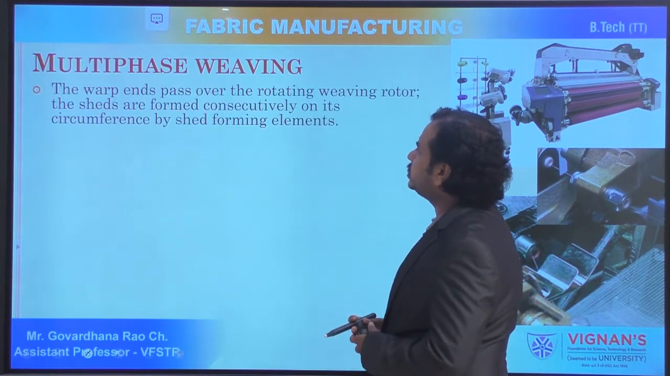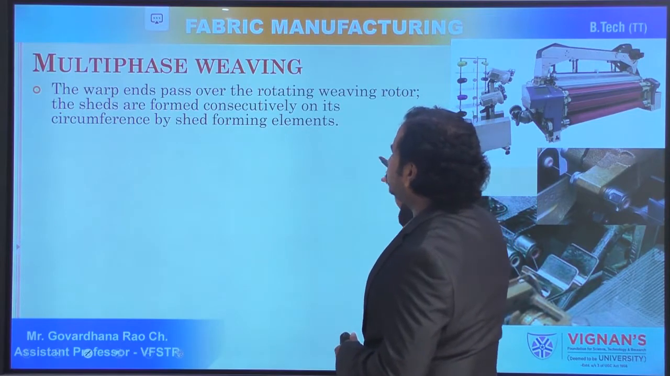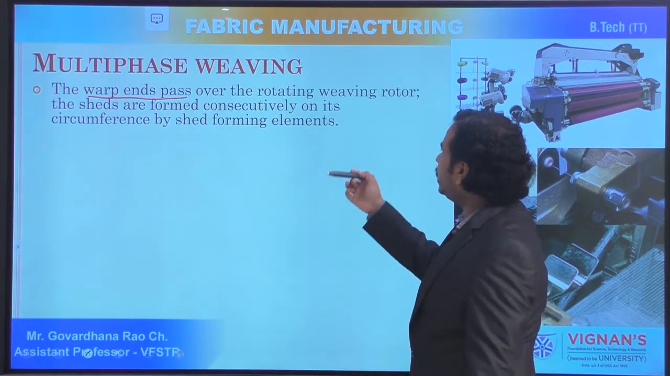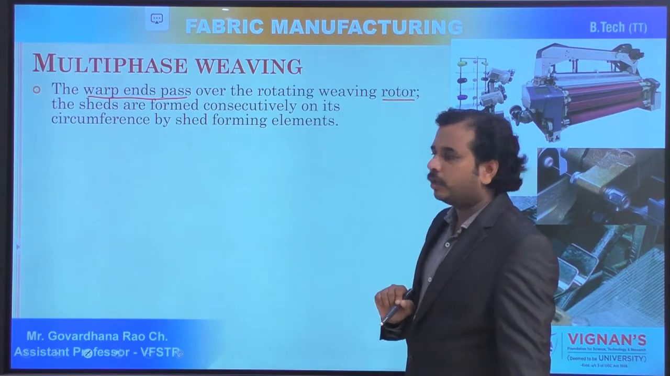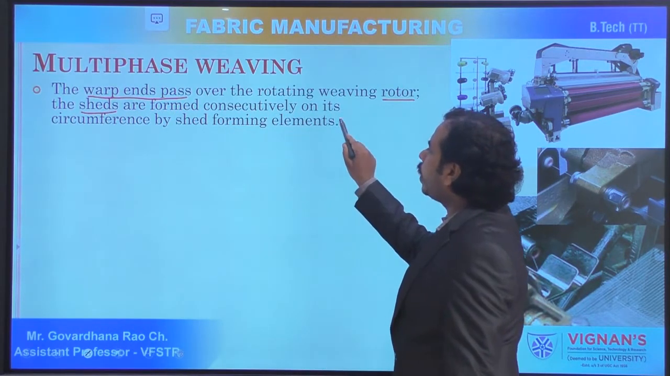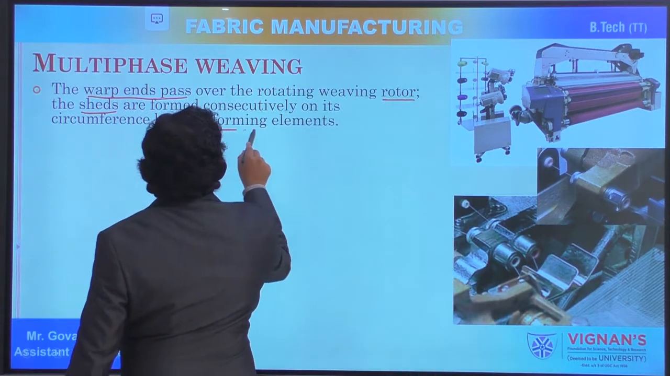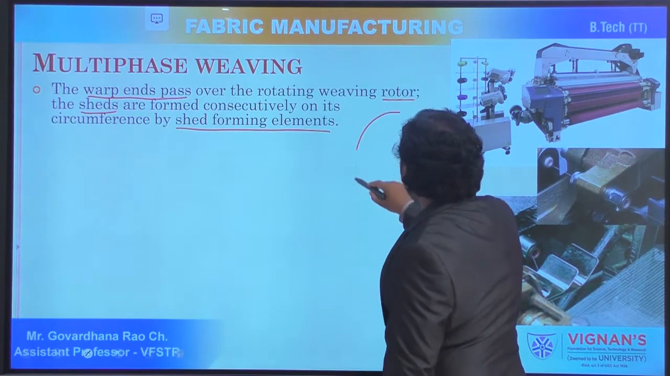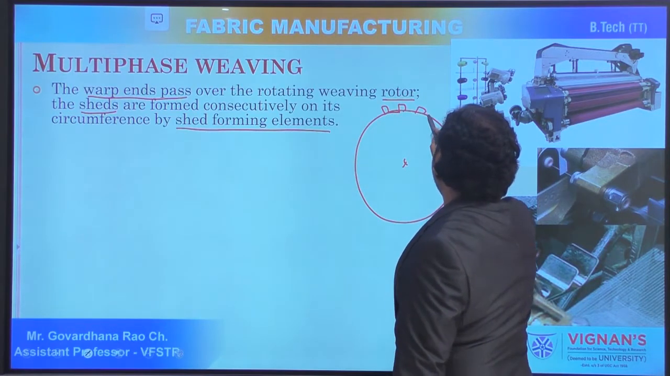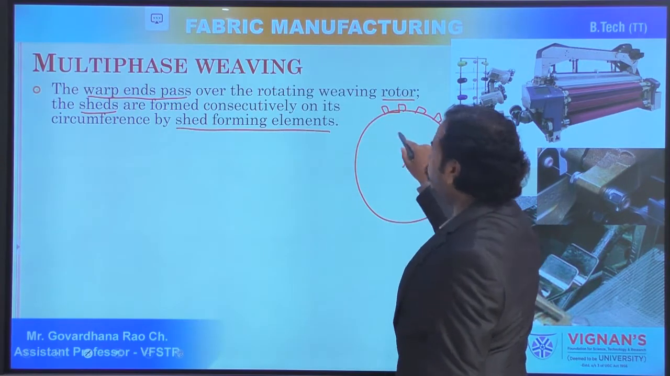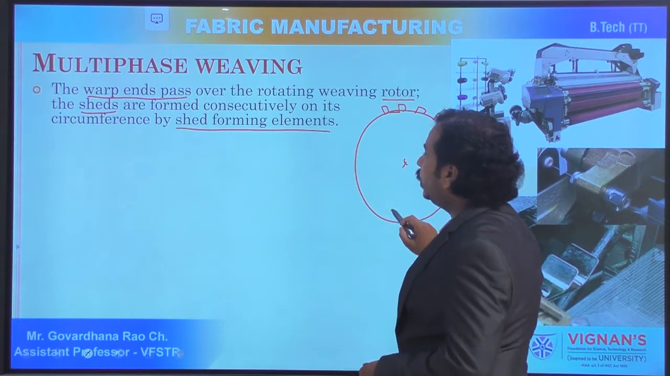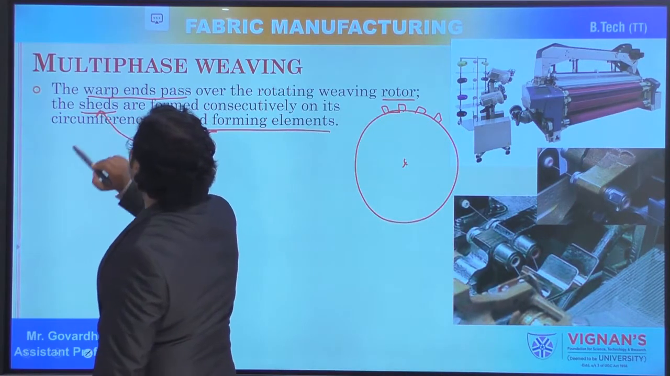Okay. So coming to the multiphase weaving machines. What is happening is, we have the warp ends. You can see that the warp ends pass over the rotating weaving rotor. So we have a rotor. On the rotor, the sheds are formed consecutively on its circumference by shed forming elements. So there is a rotor, and on the rotor we have shed forming elements. Throughout the circumference the shed forming elements and weaving elements are there. With the help of the shed forming elements, the shed is going to be formed. So that is what it is explaining.